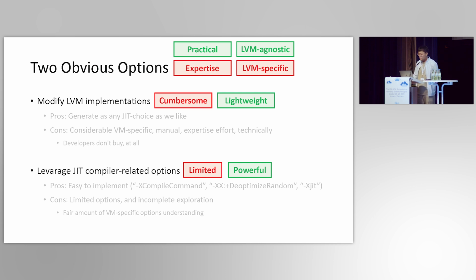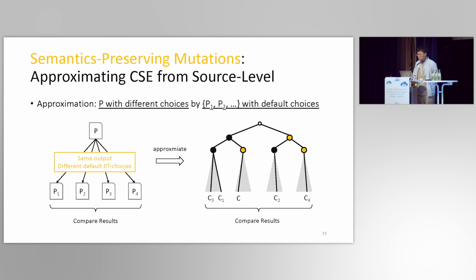Both of these two implementations need very specialized VM specific knowledge to implement them. But we want something different. We want our method, we want our implementations to be practical, to be VM agnostic, and to be lightweight and powerful. So the key of our realization is to leverage semantic preserving mutations to approximate CSE from source code level.